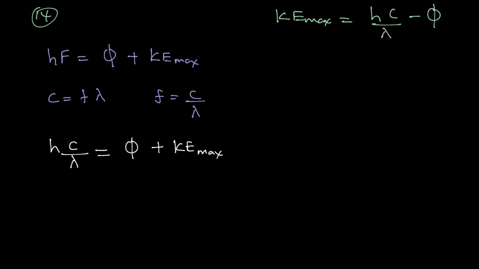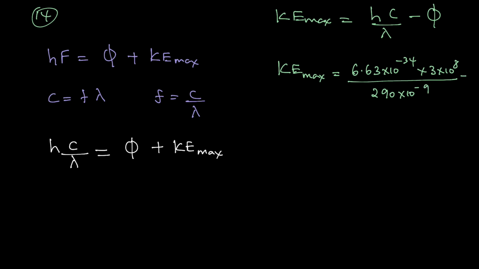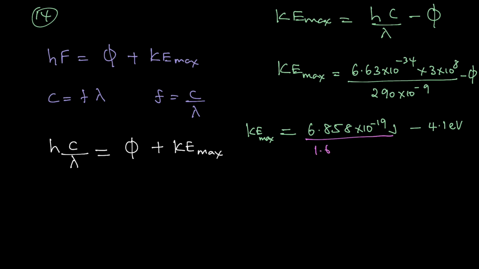Now I need to populate these values. KE max equals 6.63 times 10 to the power minus 34 times 3 times 10 to the power 8 over 290 times 10 to the power minus 9, minus the work function. So the KE max is equal to 6.858 times 10 to the power minus 19 joules minus 4.1 electron volts. I need to convert that to electron volts, so if I divide by 1.6 times 10 to the power minus 19, that will give me electron volts.